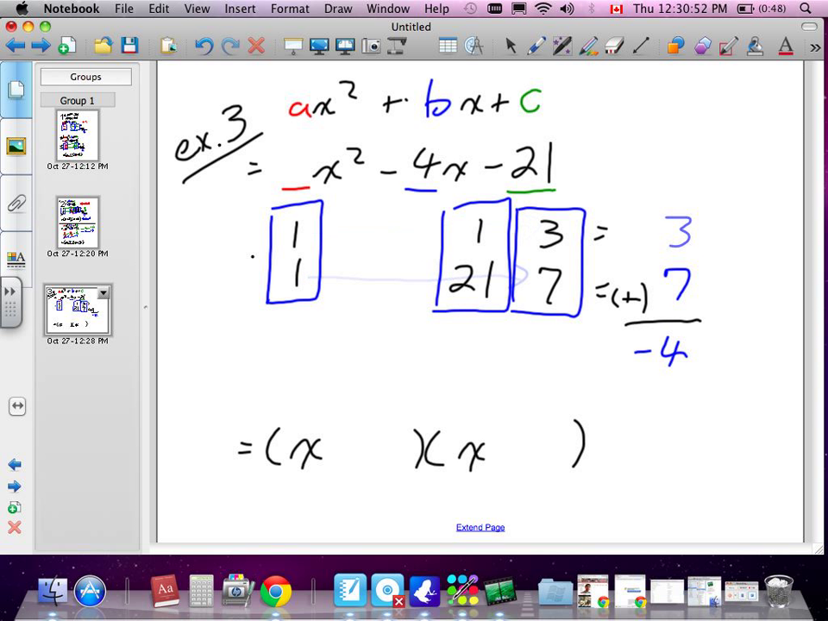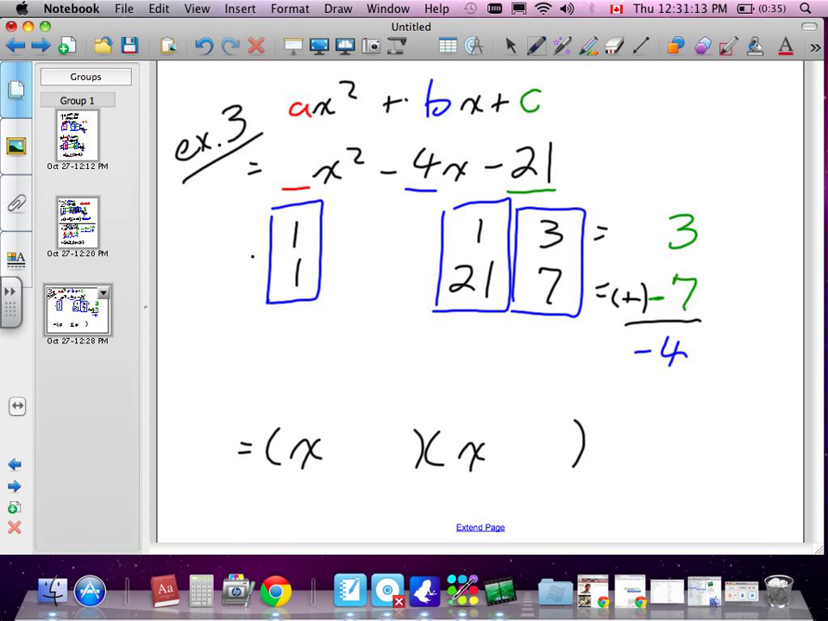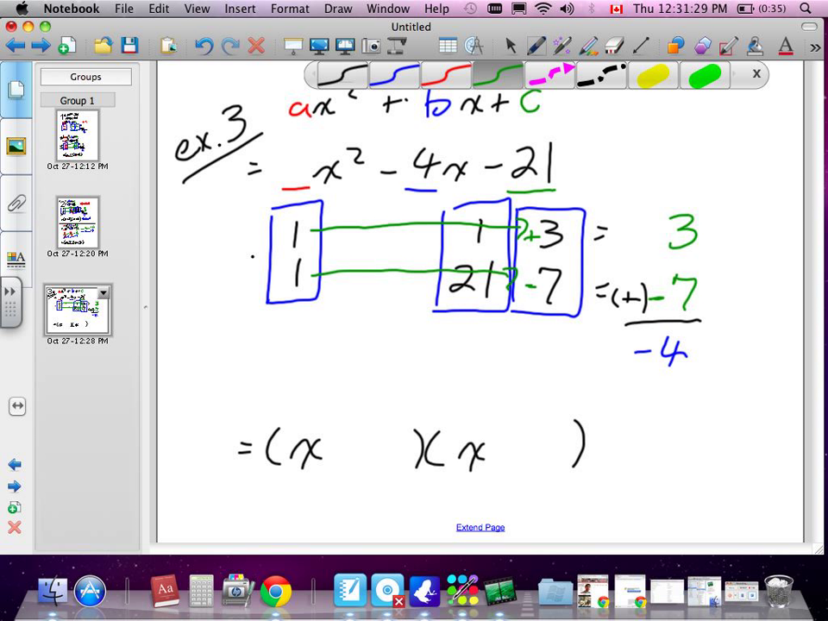I have to add them, okay? How can I change one of these? I can change the integer from positive to negative. So, which integer do I change negative so that this works? 7. If I make 7 negative, 3 plus negative 7 equals negative 4. So, I multiplied 1 times positive 3 and 1 times, this is where I put it in after, negative 7. So, my second terms are going to be positive 3 and negative 7. Those are the two that work.